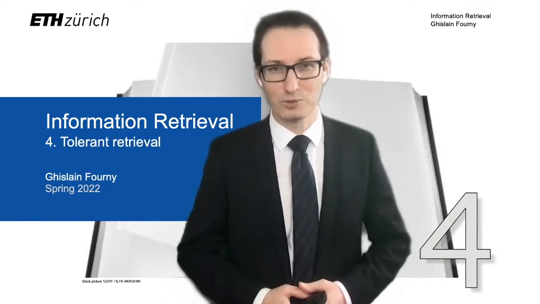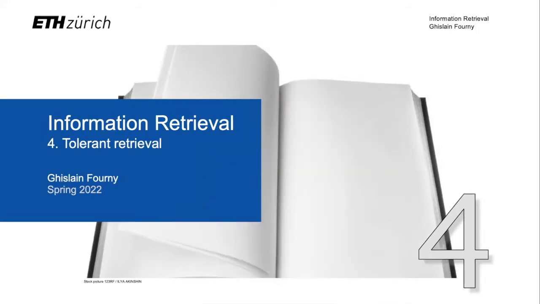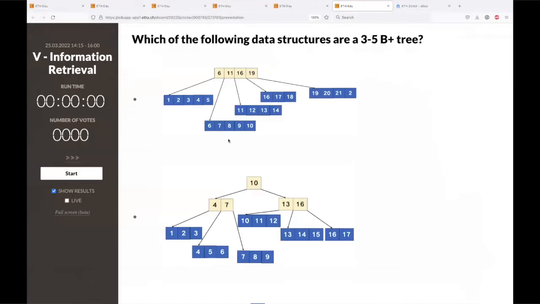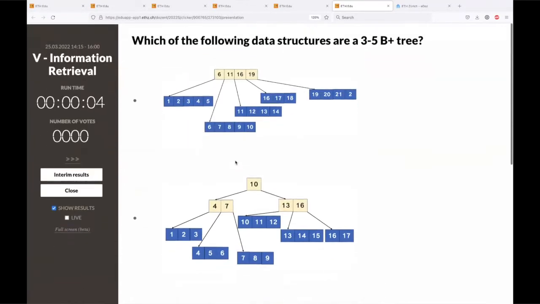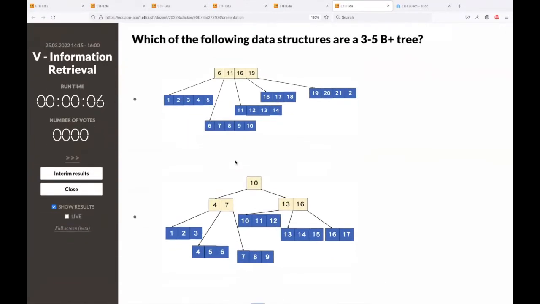So I have questions for you on B+ trees. So this is the first one. I'm giving you 4 structures, and I'm asking which of the following data structures are a 3-5 B+ tree, knowing that we follow the conventions of the lecture, because I gave you the warning.